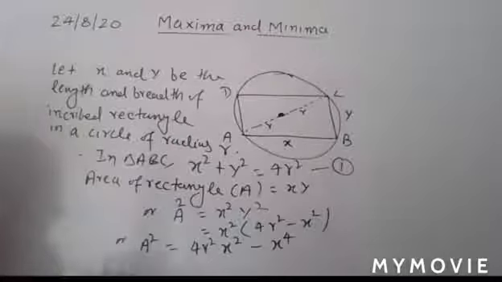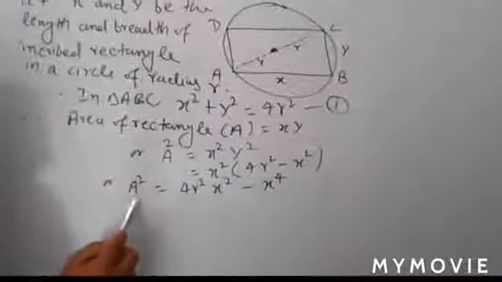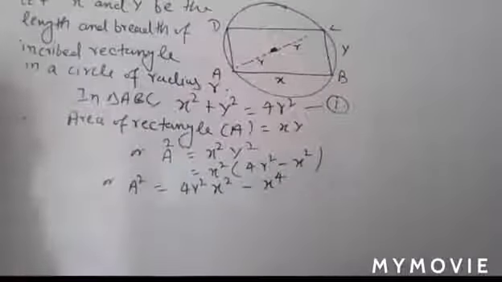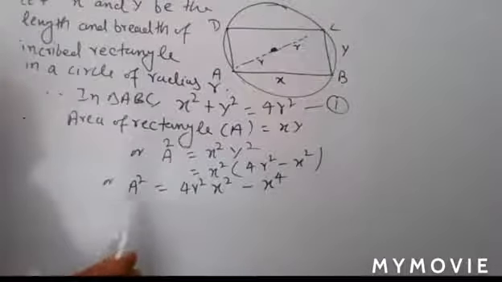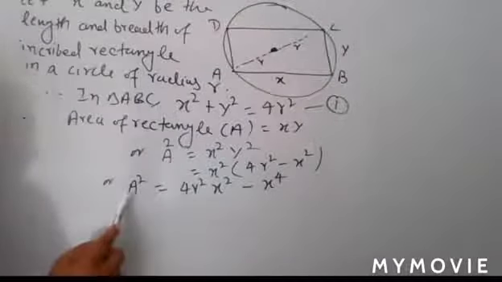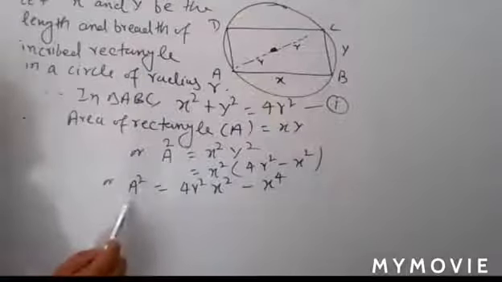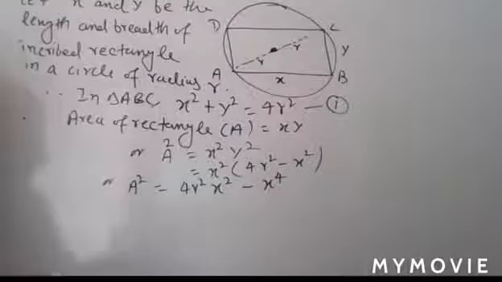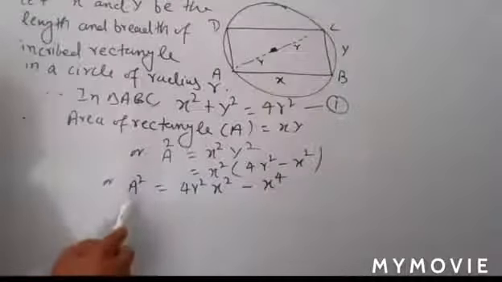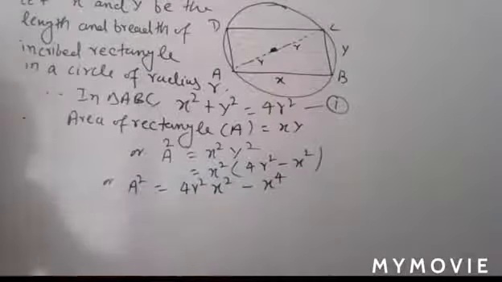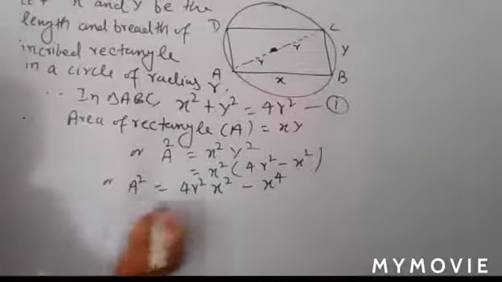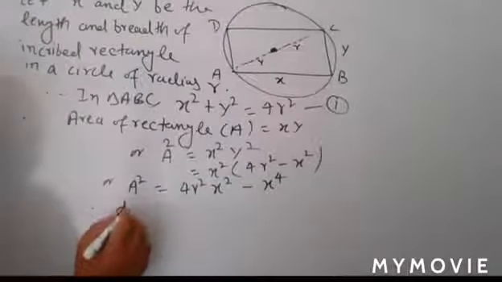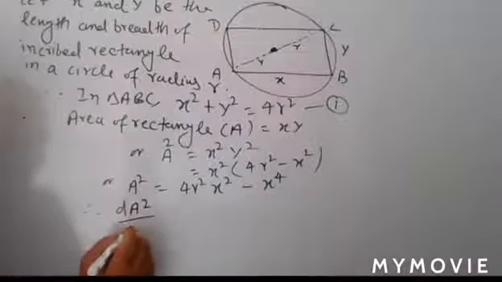So just listen very carefully. At this point, some of the students make a mistake. Here you have A square, and that complete A square is treated just like a function. If you are differentiating with respect to x, you should not write it as 2A into dA by dx. No, write it this way: dA square by dx. So differentiating this with respect to x, you write dA square by dx.